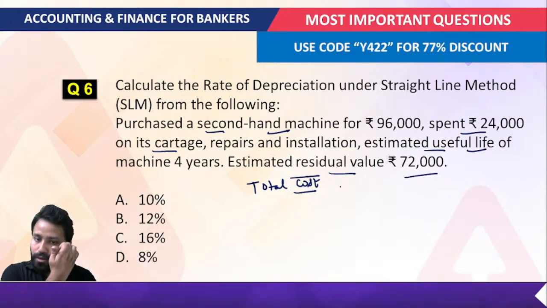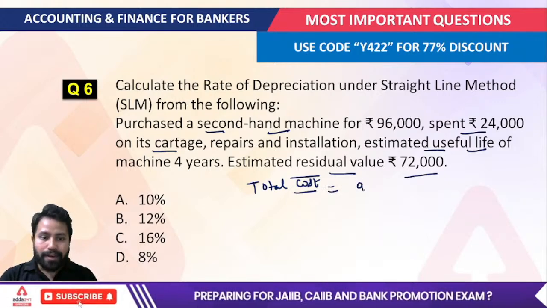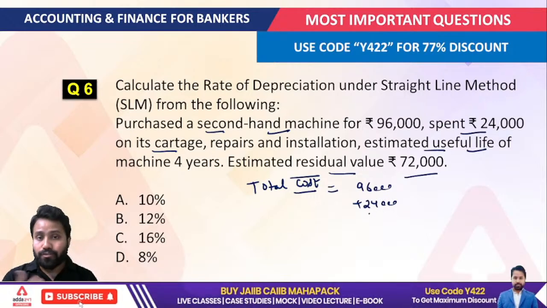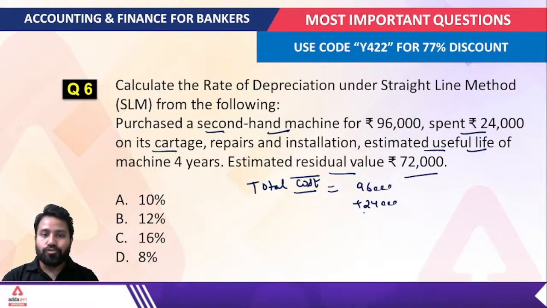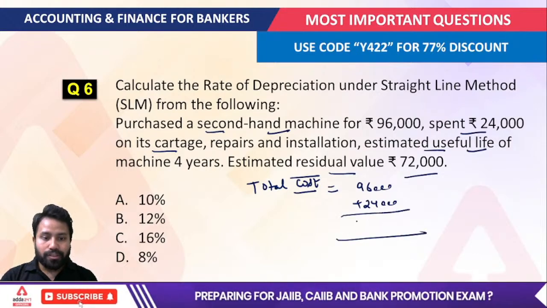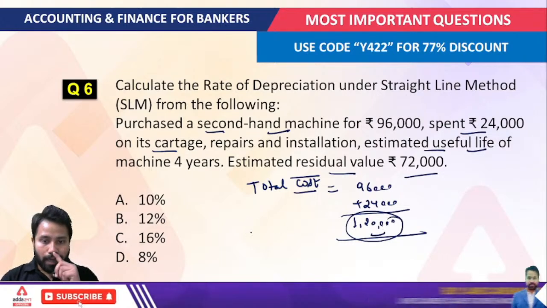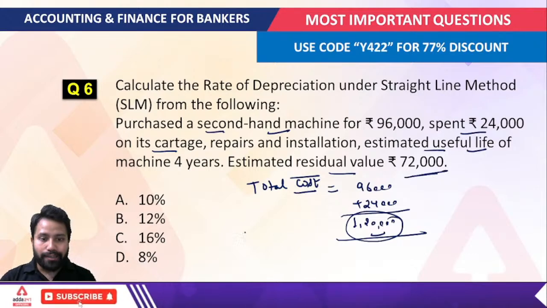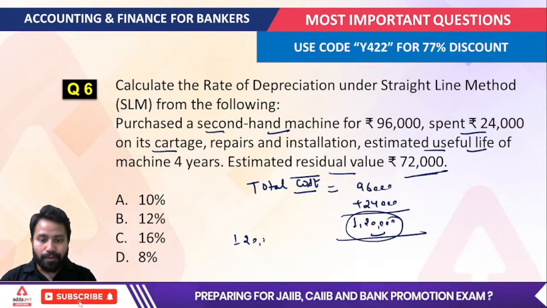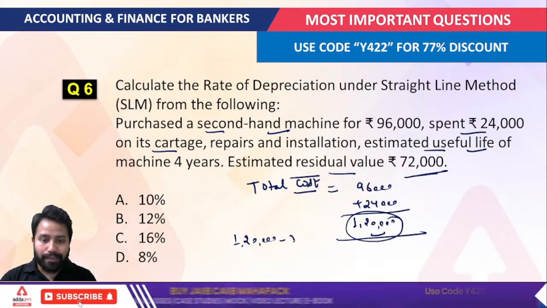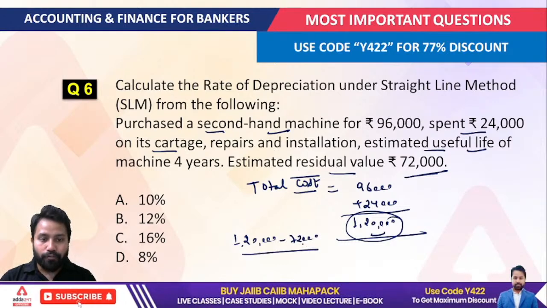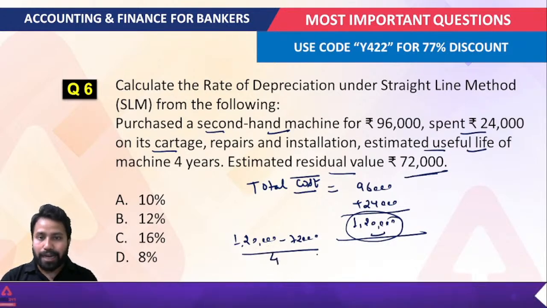So what is the total cost of the machine? That is your 96,000 plus 24,000, because this 24,000 is spent on the cartridge, repairs and installation. So this will be equal to 1,20,000. That is the total cost of the machine. Now, when we talk about the estimated residual value that is given, we simply write here 1,20,000 minus 72,000, and it would be divided by the number of years, that is 4.